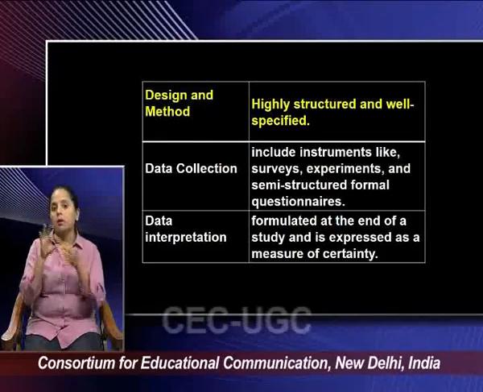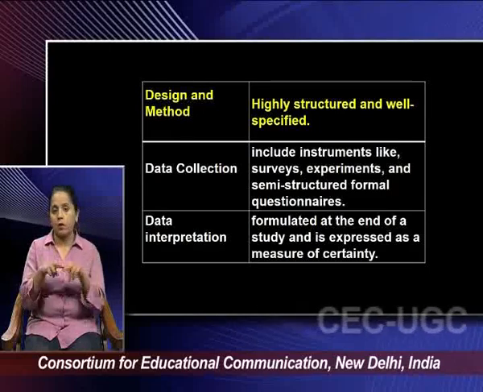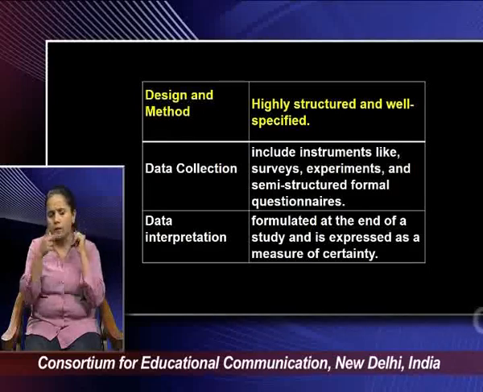Regarding data interpretation, we note that it is formulated at the end of the study and is expressed as a measure of certainty. So, one can say that a quantitative researcher typically starts with number 1, a focused research question or hypothesis. Number 2, collects a small amount of data from each of a large number of individuals. Number 3, describes the resulting data using statistical techniques. And number 4, draws general conclusions about some large population.